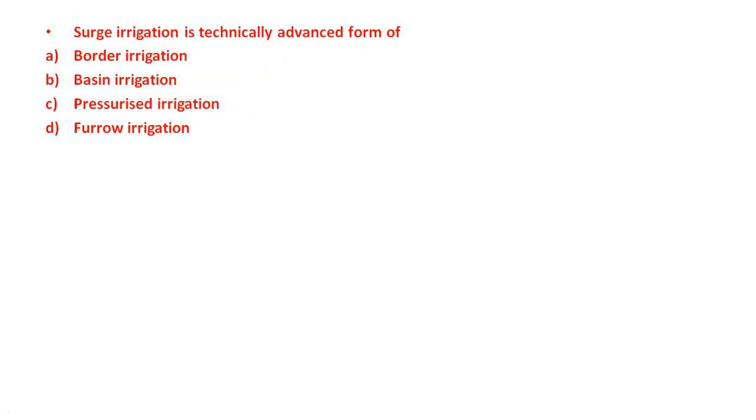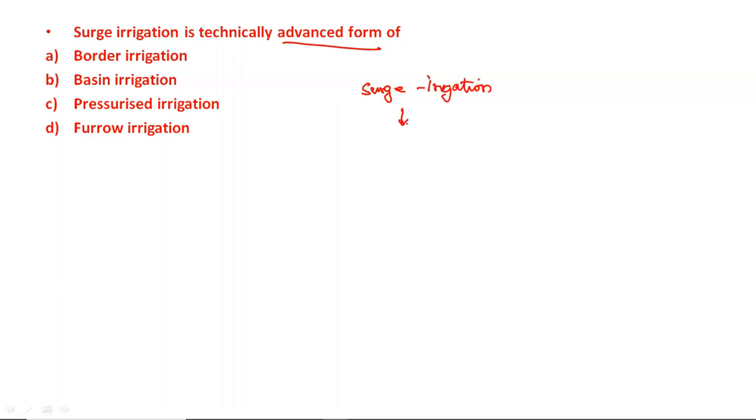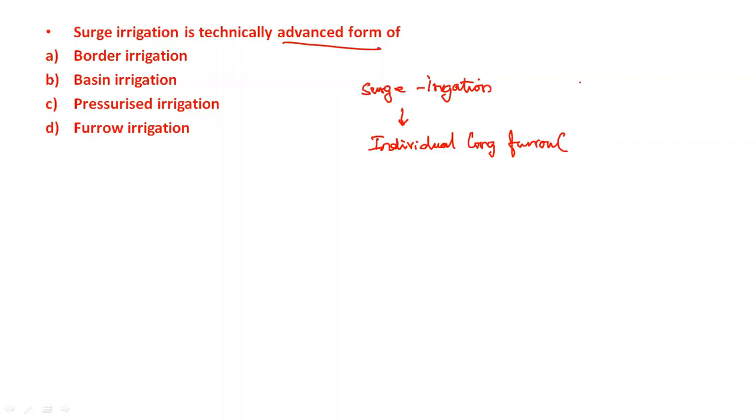Next question. The surge irrigation is technically an advanced form. So what is surge irrigation? Surge irrigation determines the delivering of irrigation flows into the individual long furrows, of more than 25 meter up to 200 meter. So this is known as surge irrigation.